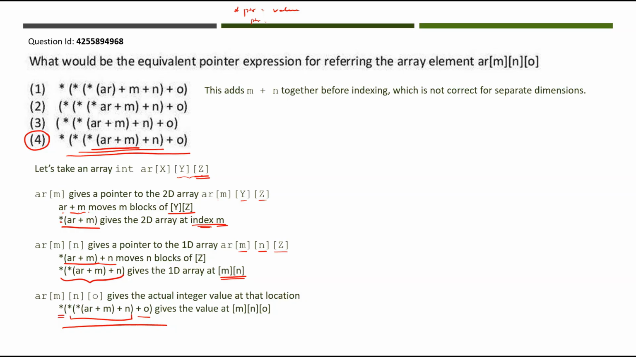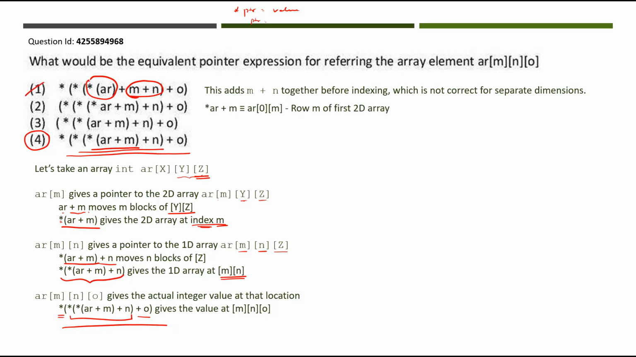This is actually adding m and n together before indexing, which is not correct for separate dimensions. What they have done here is they have taken this particular part separately and they are adding m plus n. This plus m is a reference to the 2D array YZ here as we saw. But giving m plus n is not correct when you are using m dimension and n dimension separately. So that's why 1 is wrong.